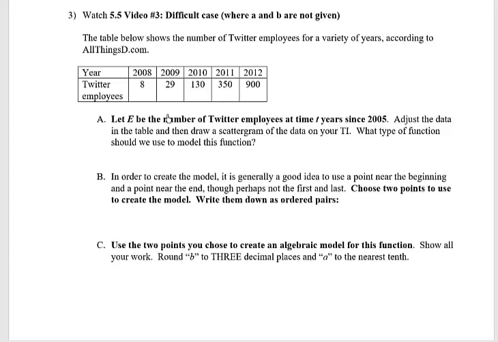All I have to go on this time is a bunch of data, so I'm going to have to go ahead and make a scattergram. Before I do that, I do have some adjustments to make. Since T is years since 2005, I'm going to have to call this 3 and 4 and 5 and 6 and 7. And now I'm ready to head to the calculator.